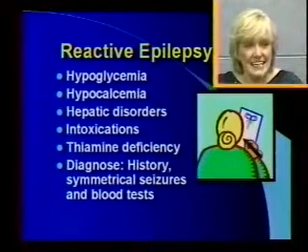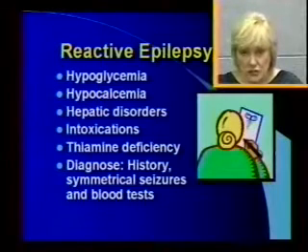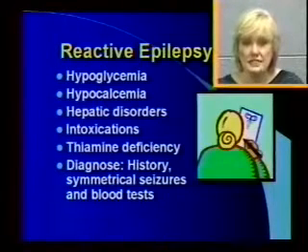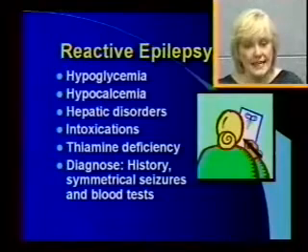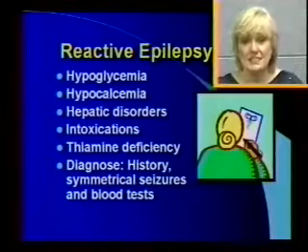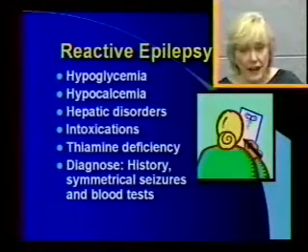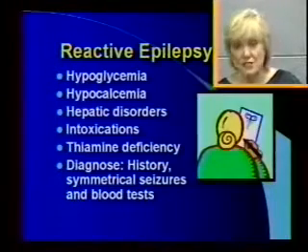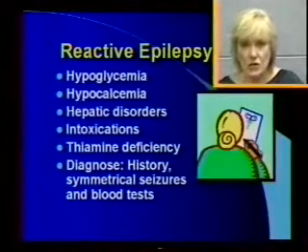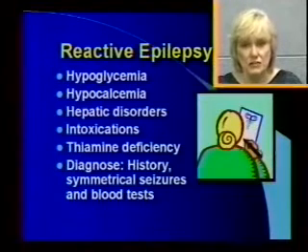The diagnosis is really based on the history, and if the seizures are symmetrical, like both sides of the body are doing the same thing, that's a real important aspect in history to ask the clients. Lots of times we have them send us a video so we can actually look, because sometimes they're real upset while the seizure's going on, and they might not really notice if it's symmetrical or asymmetrical.